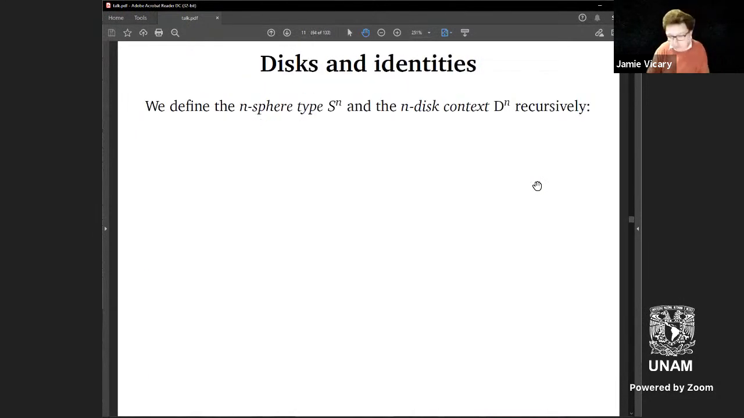Okay, so let's crack on. We need to get to the strict units. So in this language of free infinity categories, finitely generated infinity categories, we can talk about spheres and disks in a nice way.